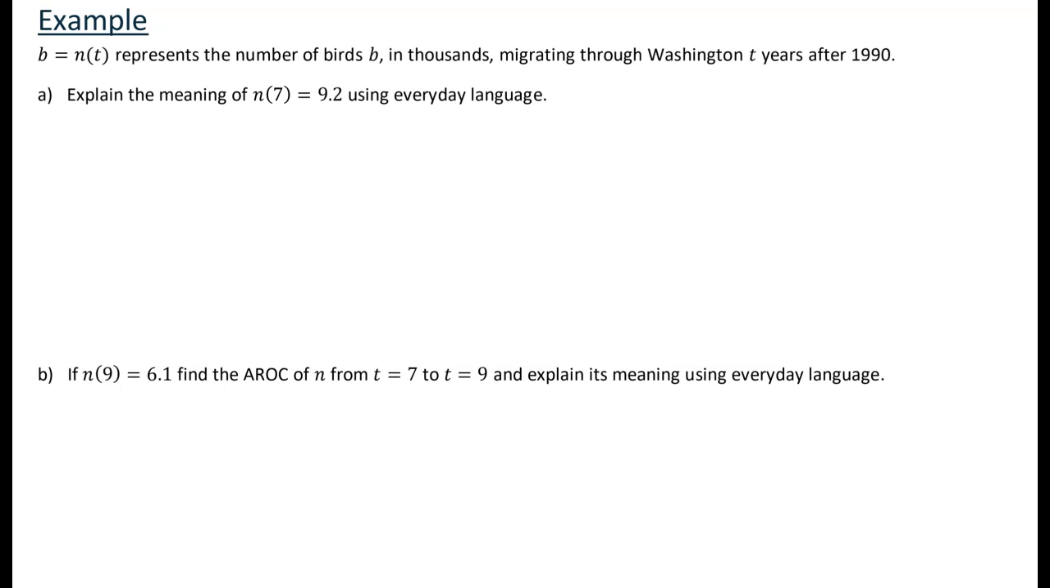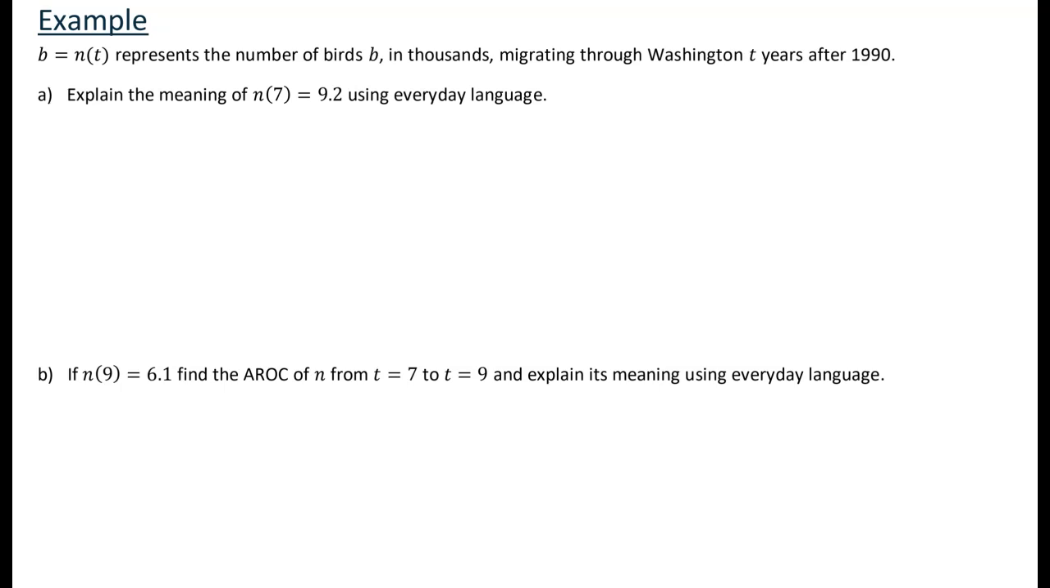All right, before we jump in and get into formulas and the bulk of what we're going to be working on for this section, I just want to do one more kind of intro example just to make sure this notation piece is clicking a little bit. So I'm starting with just a function described in words. You don't have a formula, you don't have a graph. I'm just going to give you some information about the function, and we're going to interpret its meaning in the context of this problem. So we are given a definition of b equals n of t.